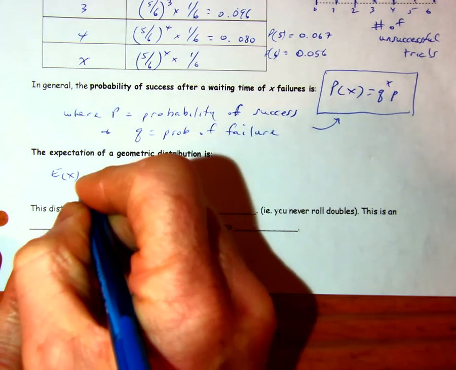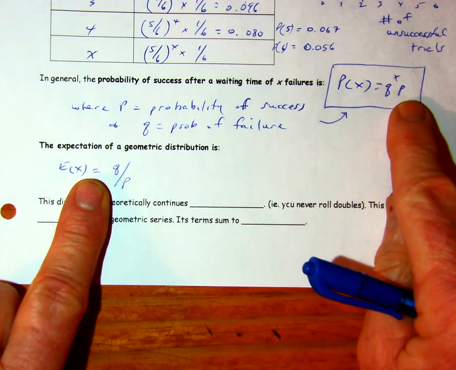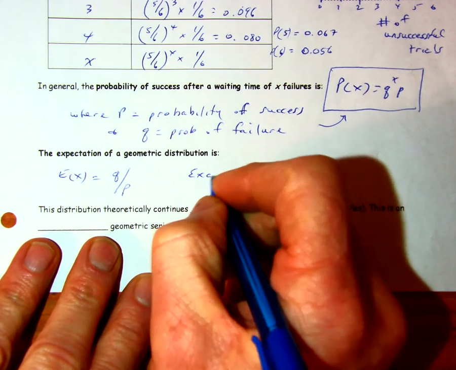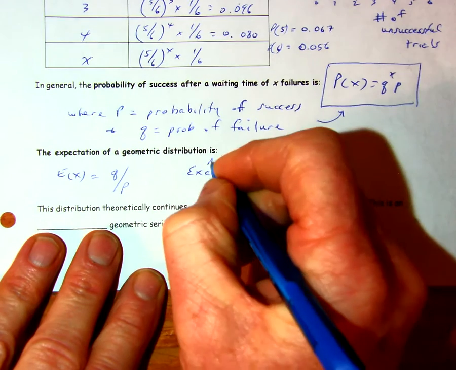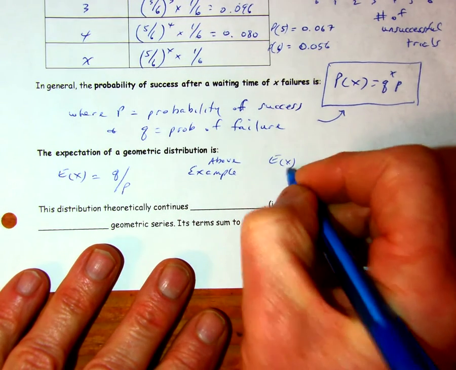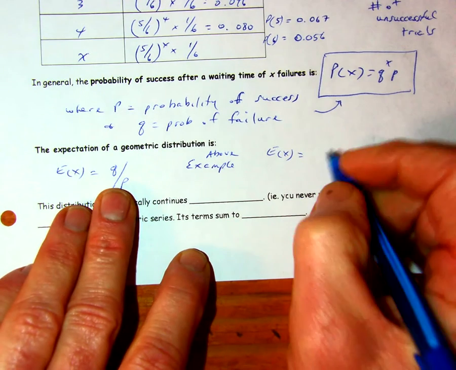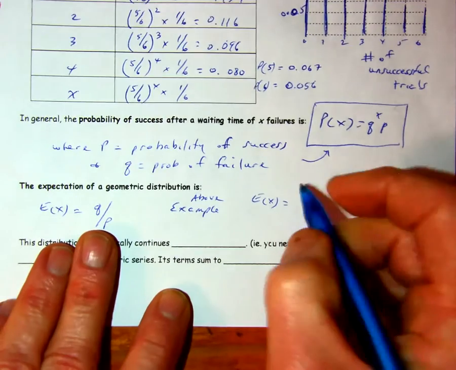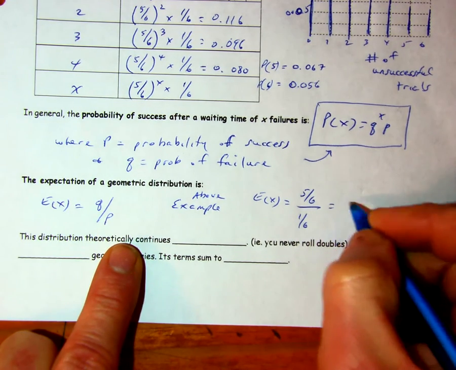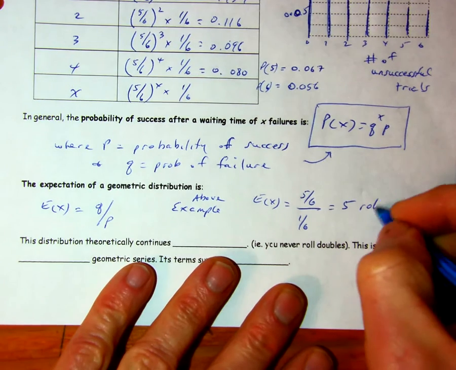The answer is, there's a formula. The formula is just Q over P. So again, for geometric distributions, both formulas are really easy. So let's just look at our example above with the Monopoly rolls. The expectation would be probability of failure. Failure was the 5/6, divided by the probability of success, 1/6, equals 5. So the 6's cancel out. So basically it would be 5 rolls on average.